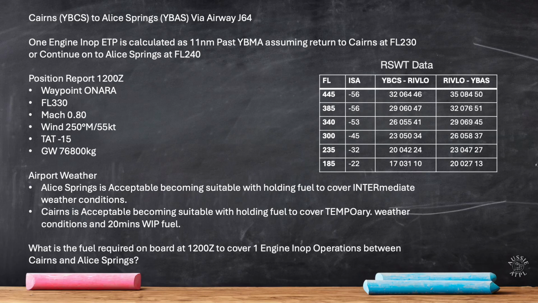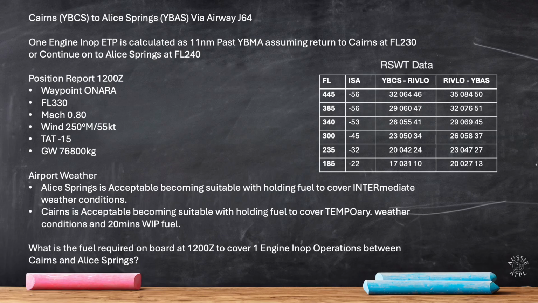So for today, this one here is our question. We have Cairns to Alice Springs via Airway Juliet 64. The one engine inoperative equal time point is calculated as 11 nautical miles past Mount Isa, and that's assuming a return to Cairns at flight level 230 or continuing on to Alice Springs at flight level 240.